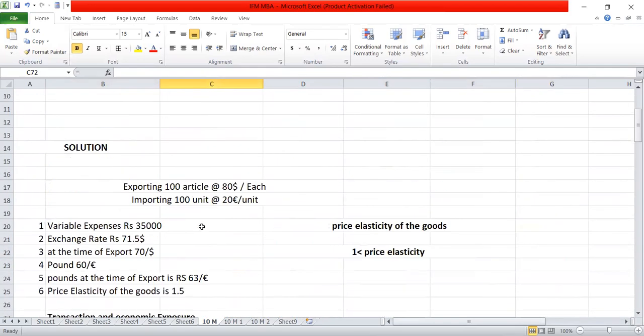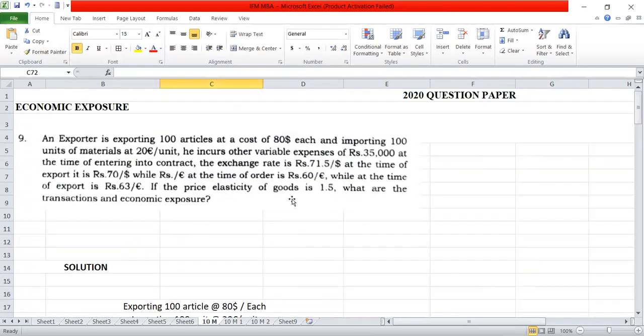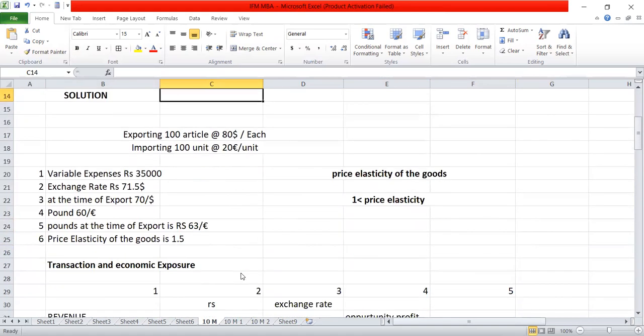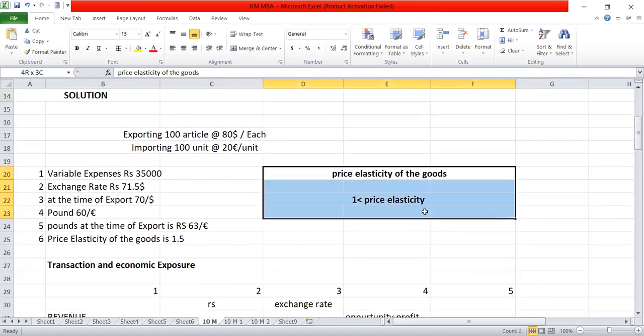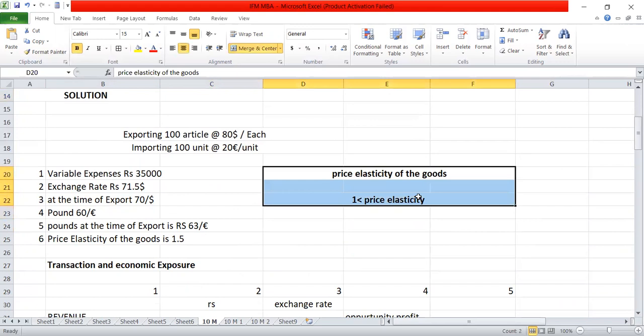But the very important thing we have to do now is, if the price elasticity of goods is 1.5, what are the transaction and economic exposure? So the very important thing is, what is price elasticity first? Elasticity means the percentage of change in demand divided by the percentage of change in price. So it means if 1 rupee changes in price, the demand will change by 1.5.